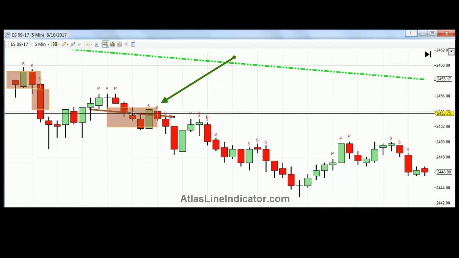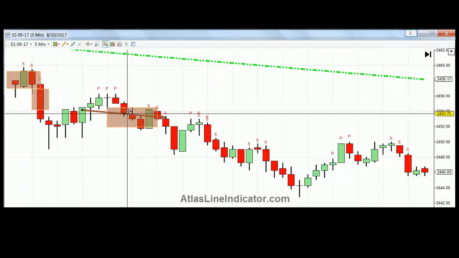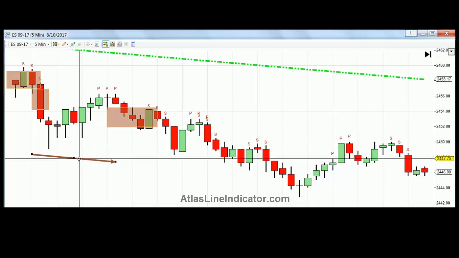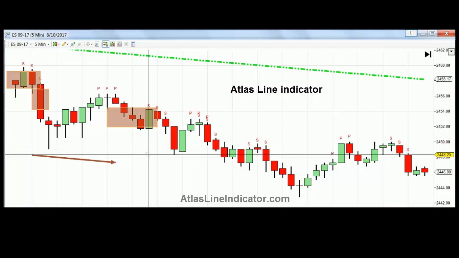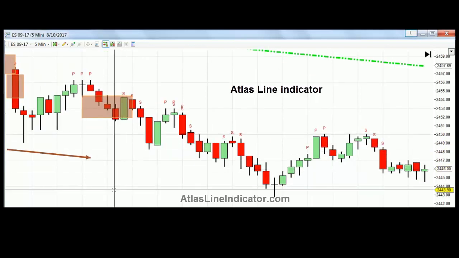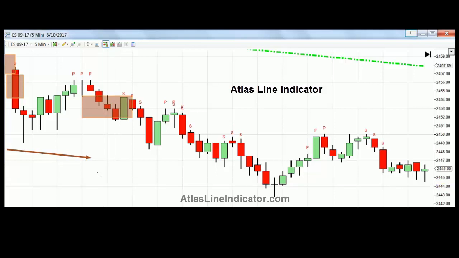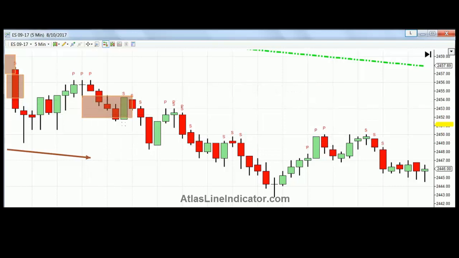Another strength trade forms right here. I mean, this is just trader's dream day today. Absolute and complete trader's dream day if you're trading with the Atlas line indicator. If you know what I mean. I mean, there's just no other better indicator that I know of in the game than the Atlas line indicator. It's just so simplistic and it works. All right, so here we get the strength trade right here.